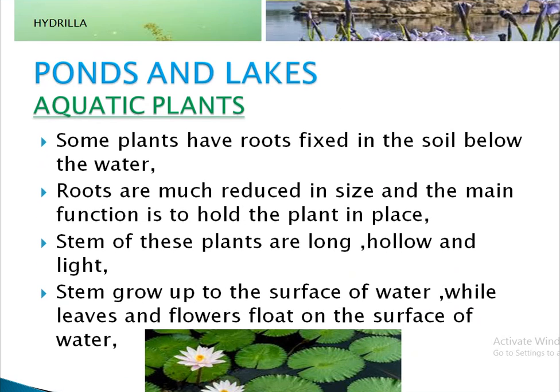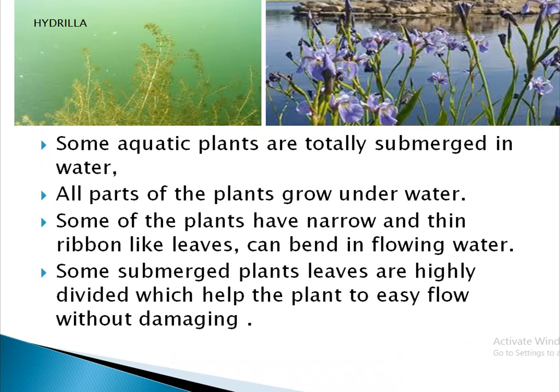These are floating plants. The other aquatic plants are submerged. These plants are totally submerged in water. You can see the diagram which is given. The top left side is hydrilla. It is a completely submerged plant. All parts of the plant grow underwater. Some of the plants have narrow and thick ribbon-like leaves that can bend in flowing water. In some submerged plants, the leaves are highly divided, which helps the plant to flow easily without damaging.